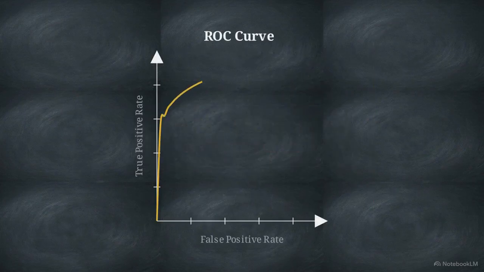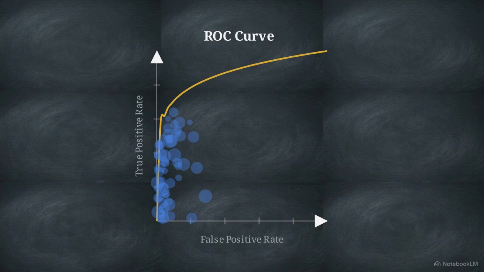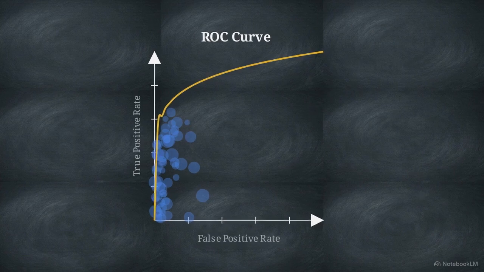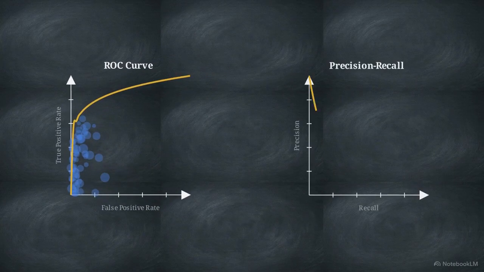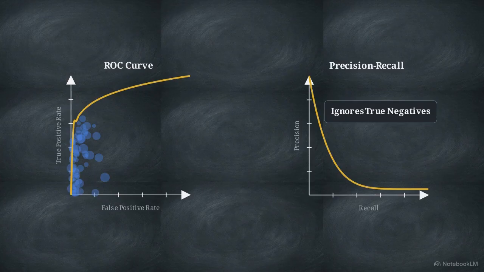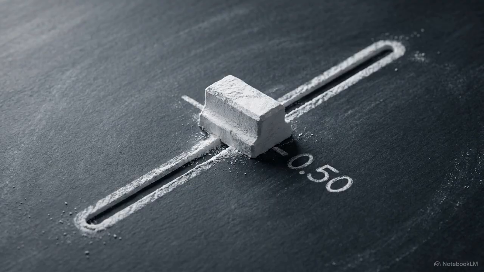Standard ROC curves often provide misleadingly optimistic scores in these scenarios because the massive volume of true negatives masks the model's inability to identify the minority class. The precision recall curve provides a more honest assessment. By ignoring the true negatives, it focuses exclusively on the model's ability to identify and isolate the rare positives we actually care about. In production, we rarely use the default 0.5 threshold.